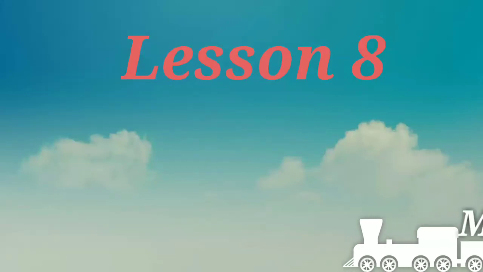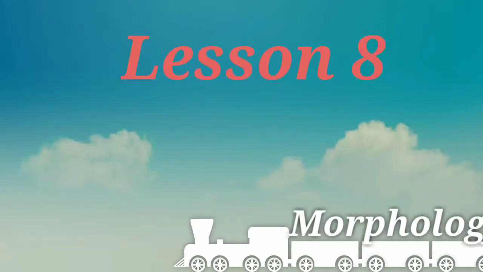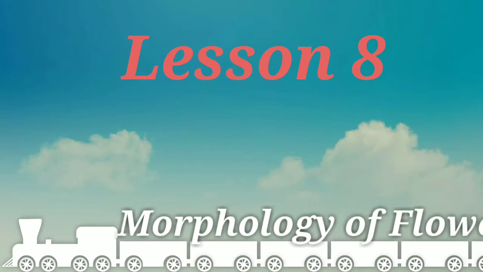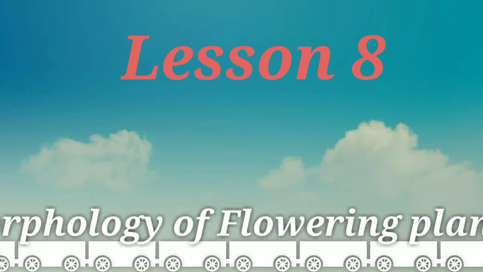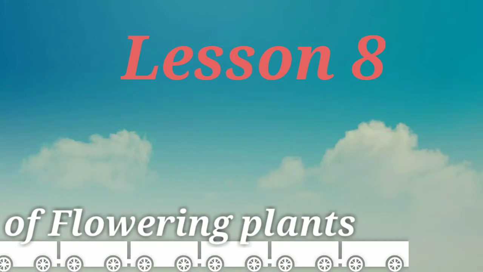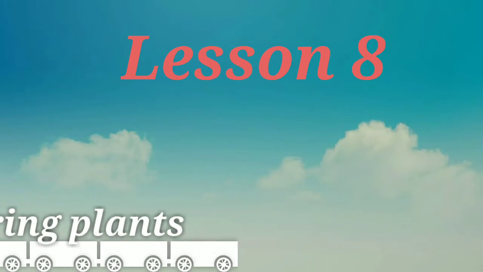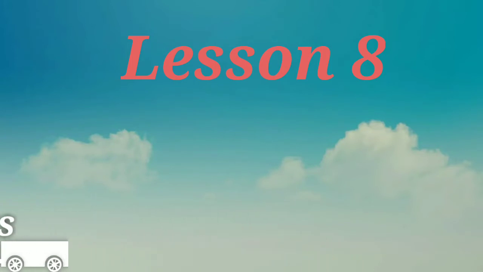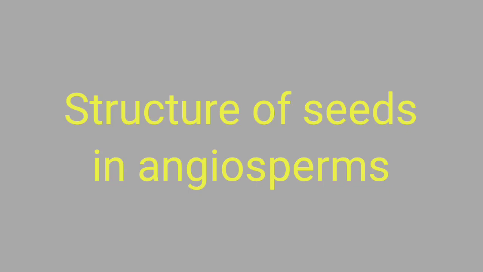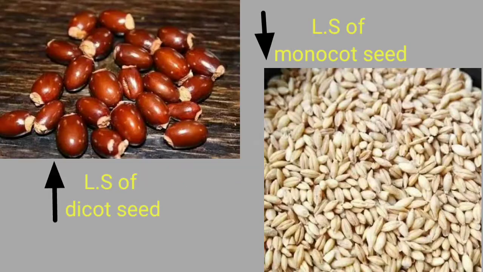This is lesson 8 for the chapter Morphology of Flowering Plants. In the last few classes, I have discussed the flower, the parts of a flower. And in that, we got some matured parts, that is the seeds and the fruits. In today's video, I am going to discuss the structure of seeds.